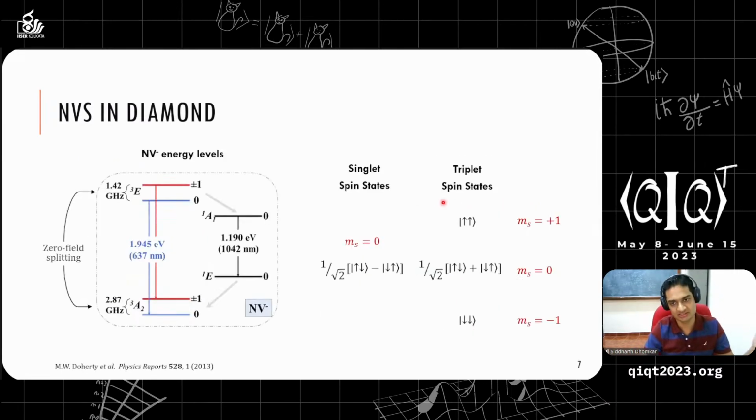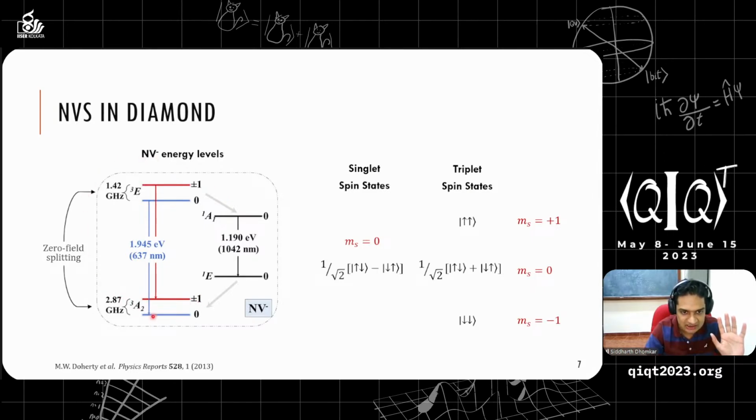This negatively charged nitrogen vacancy center has 6 extra electrons. You can forget about the first 4. They get paired amongst themselves. So we are left with the last 2 electrons. Now these 2 electrons can be arranged in 4 different configurations: 3 triplet states, 1 singlet state. In the ground state, the ground state of this defect is a triplet state.